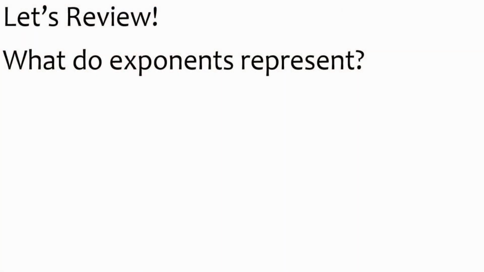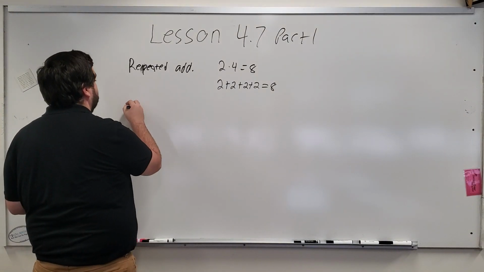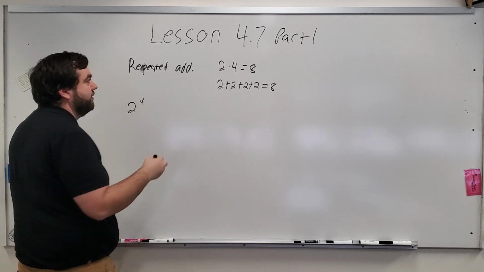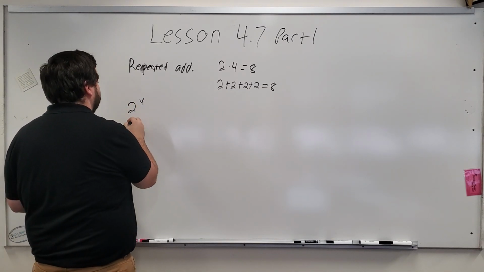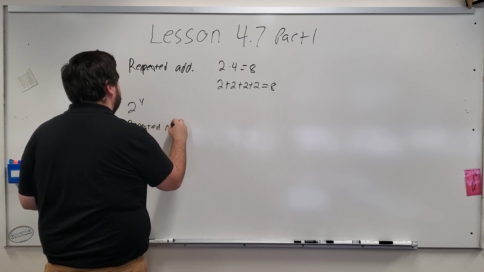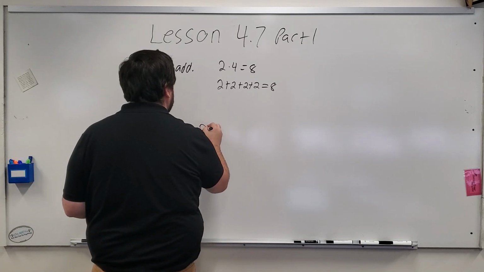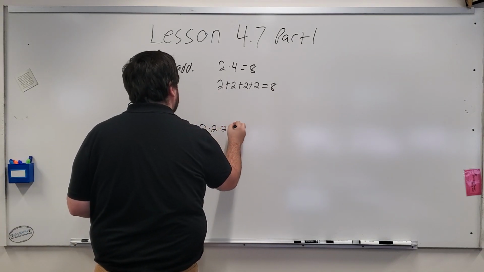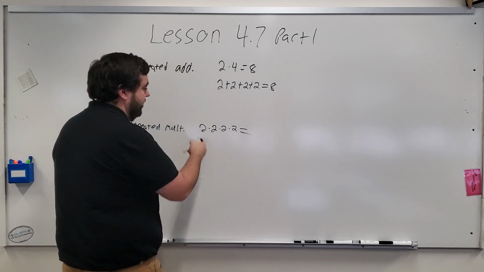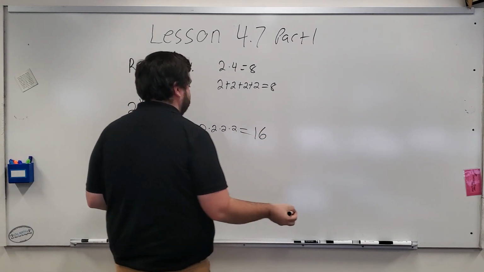Next, and this is on your screen, you should see what do exponents really represent. So, I have something like 2 to the 4th. What does that represent? Well, it's repeated multiplication. All right? So 2 to the 4th becomes 2 times 2 times 2 times 2. Do that. 2 times 2 is 4, times 2 is 8, times 2 is 16.